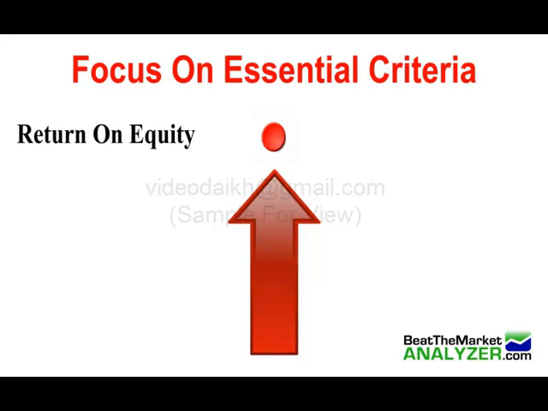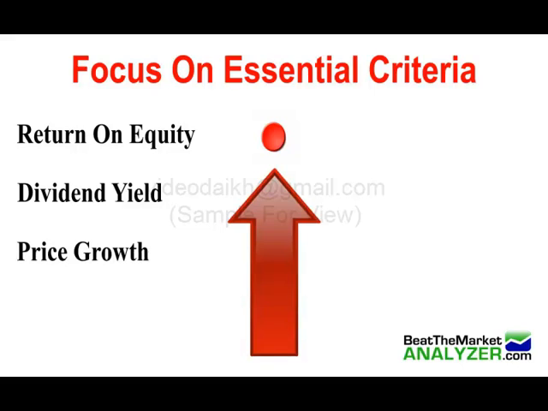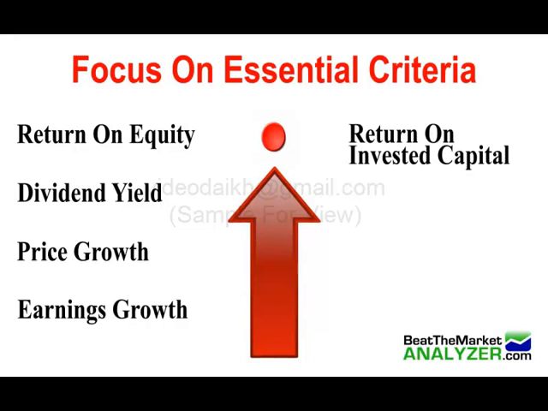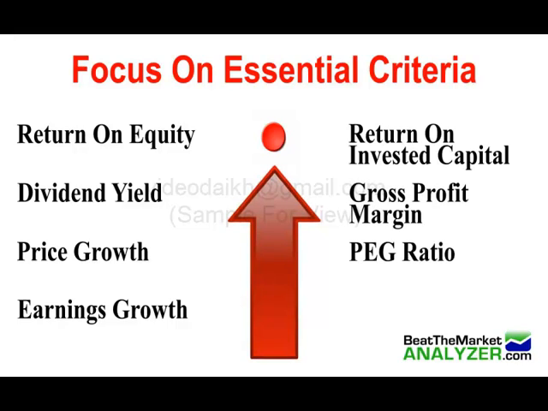Along with return on equity and dividends yield, Buffett would also look at other criterion, such as 5 to 10 year price growth, 5 to 10 year earnings growth, or EPS growth. He would also look at ROIC, or return on invested capital, gross profit margin, PEG ratio, or price earnings growth ratio, and the ability of a stock to recover during an economic downturn. So just looking at these few criterion instead of all of the information, we're drastically reducing the overload of information in evaluating stocks.